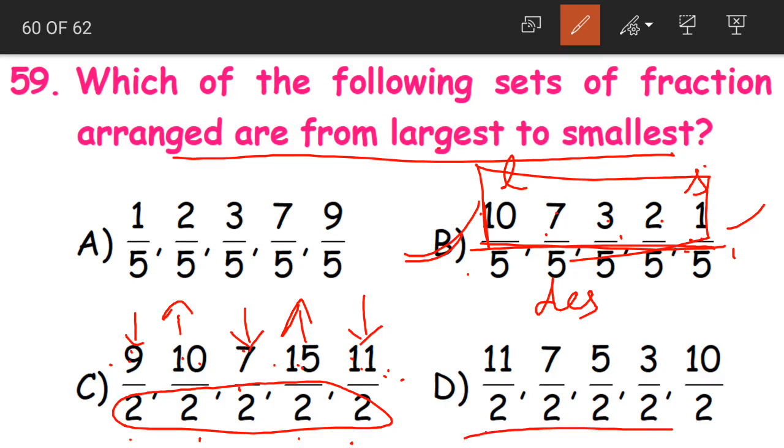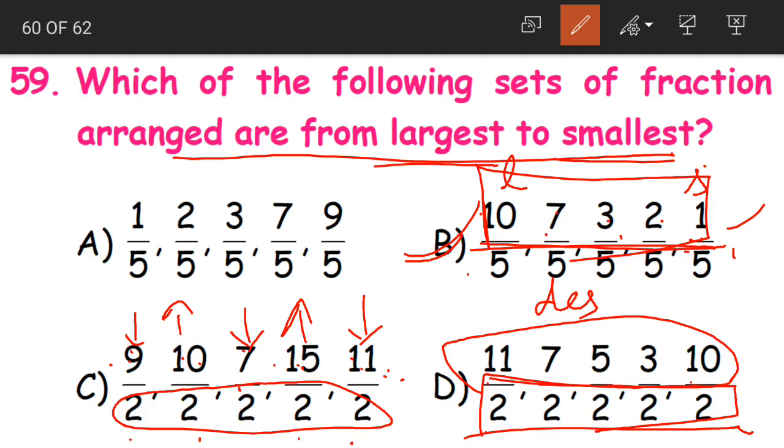It's the same with option D as well. The denominators are same, but the numerators are not in a specific order. That is, they are not arranged from largest to smallest. So that is why option B becomes our correct answer.